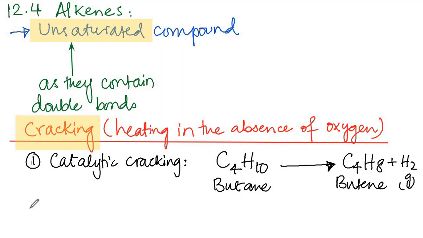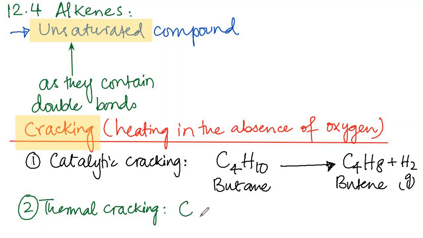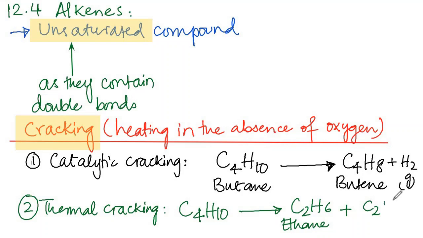On the other hand, there's another type of cracking which is called thermal cracking. As a result of thermal cracking, the results are slightly different. Thermal cracking results in the formation of a smaller alkane as well as an alkene. No hydrogen is released during this process. So we will get C2H6, which is an alkane. The name of this alkane is ethane, along with the production of C2H4, which is ethene. So butane is cracked into ethane and ethene.